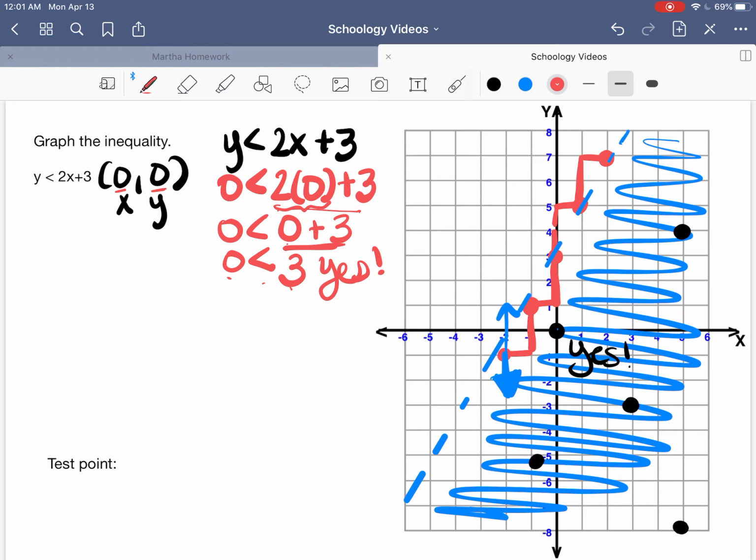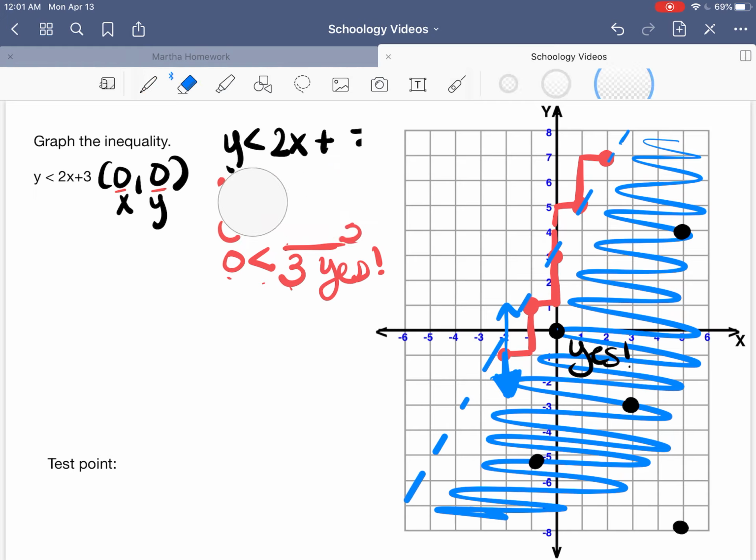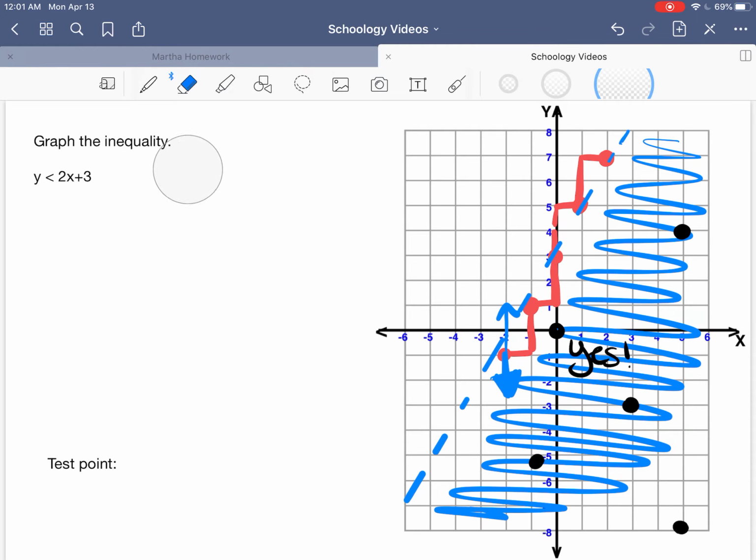Let me give you guys another example with this one. Let me give you something that is not part of the solution. All right, let's do something that's above. Let's do -4, 1. You can already see from my graph that -4, 1 is a no here. All right, but let's check it mathematically.